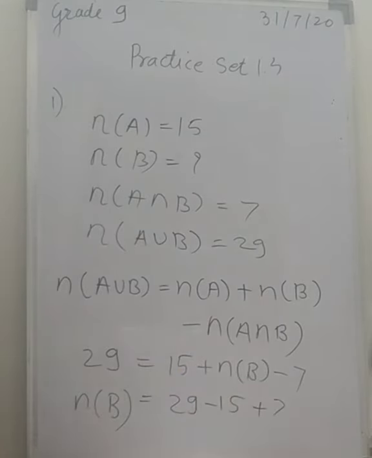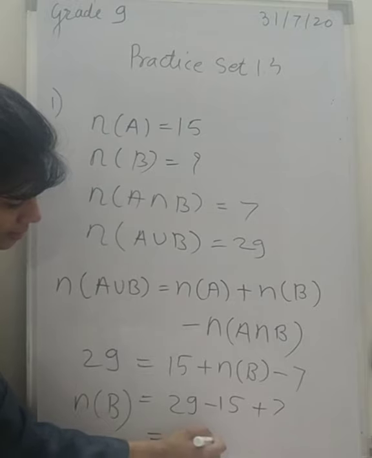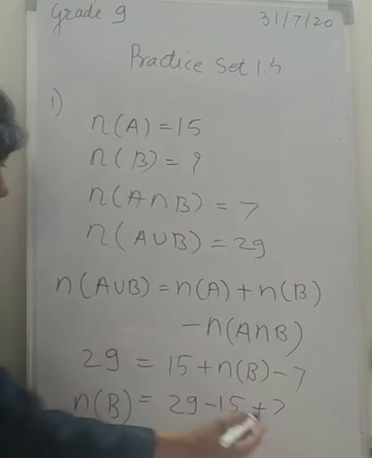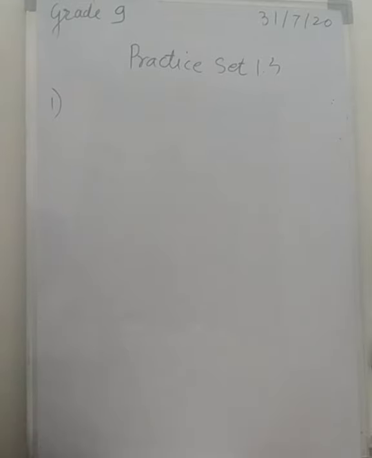So let's find out the answer. So this is 14 plus 7. 14 plus 7 is equal to 21. So the number of elements present inside B is 21. Okay. Now let's solve the second problem.